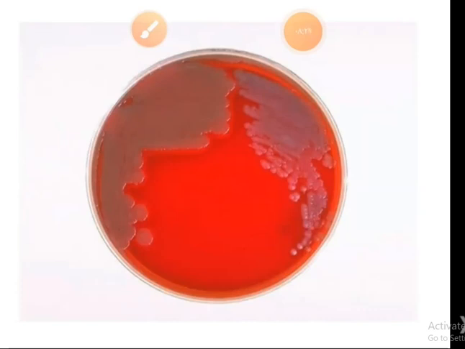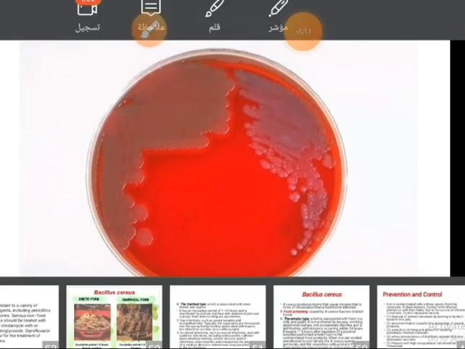On blood agar, the microorganism is beta-hemolytic, while Bacillus anthracis is a non-hemolytic, non-motile microorganism. Bacillus cereus is motile and causes beta hemolysis on blood agar.